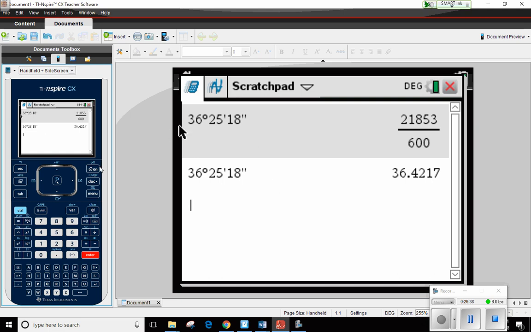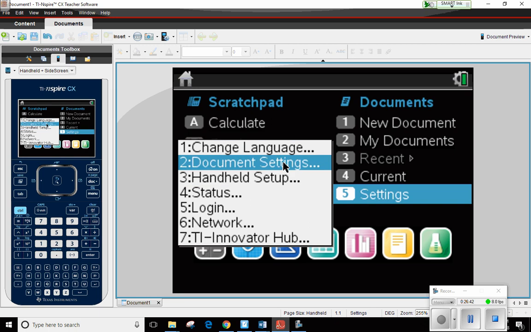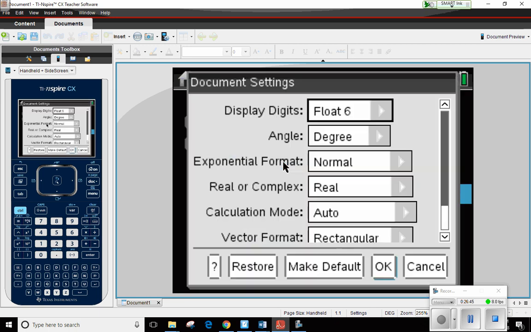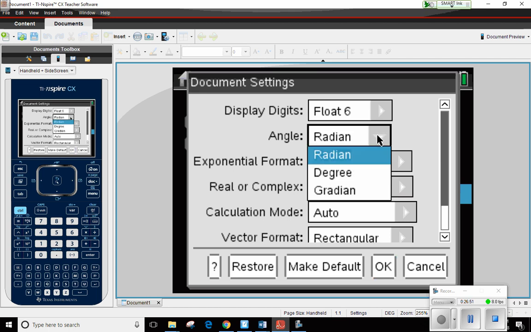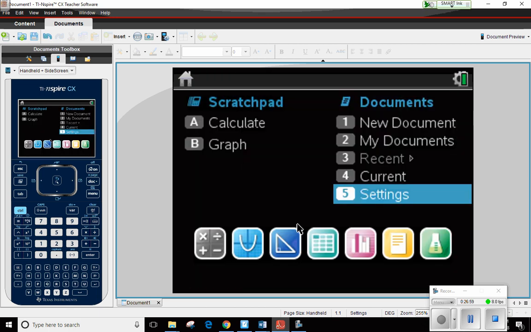So here's what you do. From your home screen, go to Settings, Document Settings, and then the second tab right here. See, mine's in degrees. So you'll click it. Mine's already in degrees, but if you want to change it, of course. But now here's what you're going to want to do. Don't click OK, click Make Default, because otherwise, after you use one operation, it'll actually convert right back to what it was previously.